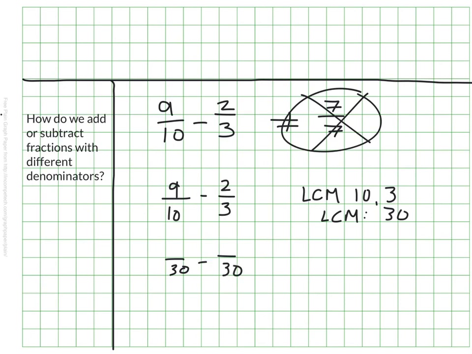And then I have to think to myself, how did I get there? The tenths I had to multiply by 3 to make 30. So I'm going to do the same thing to my numerator. And 3 times 9 is 27. As for my thirds, I had to multiply those by 10 to make 30. And so I'm going to do the same thing on my numerator, and 2 times 10 is 20. Now that I have everything with the same denominator, I can go ahead and just subtract. So 27 minus 20 is 7, that's my numerator, but the pieces are still in 30ths.